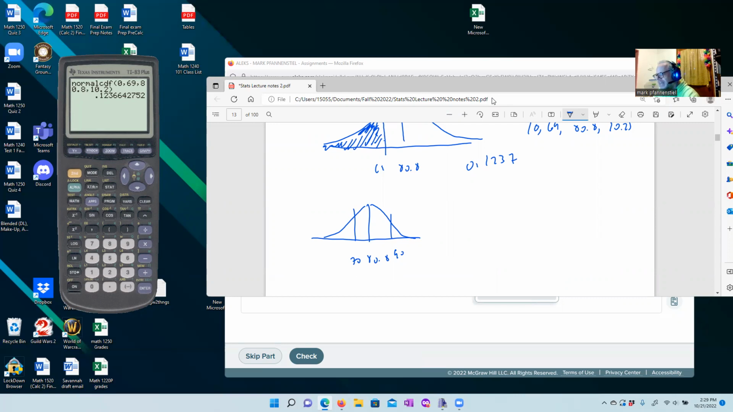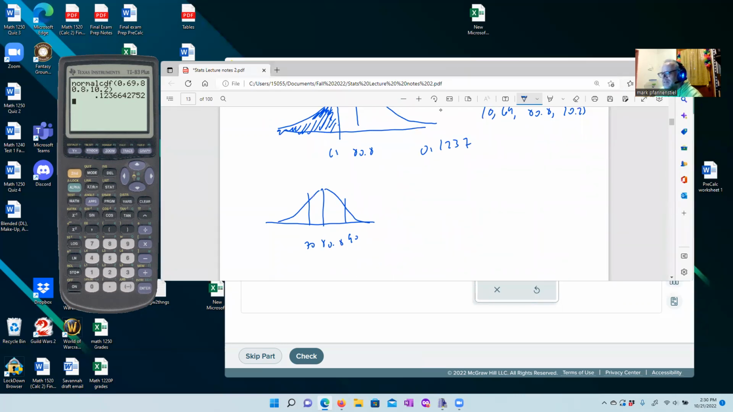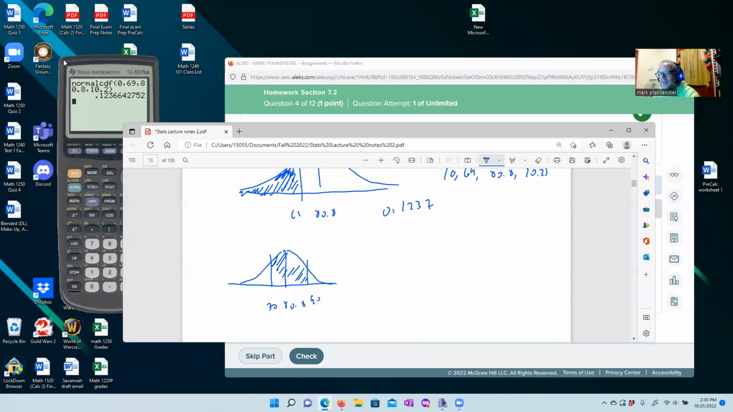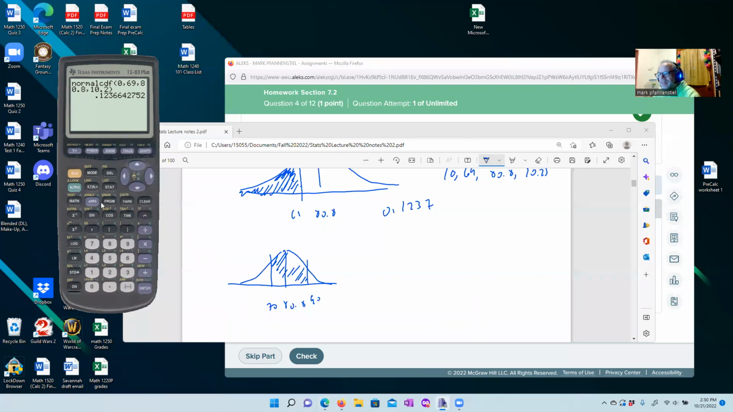So we want this probability right here. Since it's between -1 and +1 standard deviations, more or less, it's going to be about 68% from the empirical rule that we learned many chapters ago. I want you to think about it that way too. They're going to ask you to do the actual calculation, so that's what we're going to do.